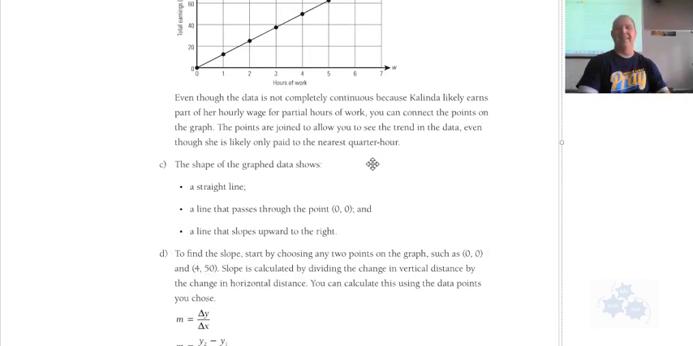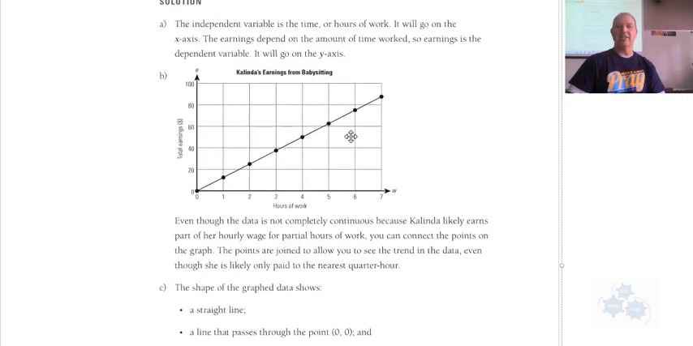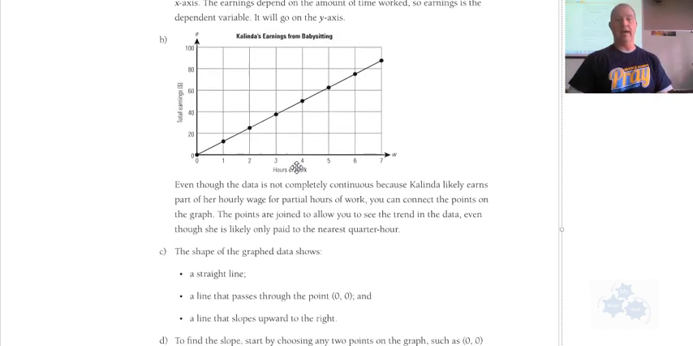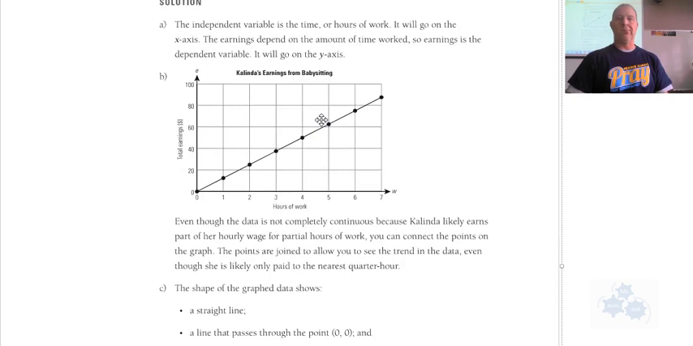All right. Is it a straight line? Is this a linear relation? Yes. Is it a direct linear relation? Yes, it goes through 0, 0. Okay, very good. What is her hourly rate? That's the money per hour. How can we calculate that?